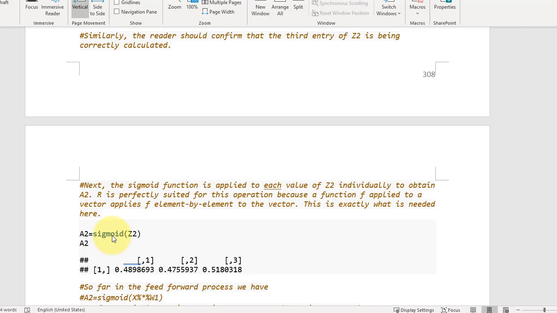Sigmoid of Z2 is A2. Now we can see that A2 is still a 1 by 3, and hopefully these are correct. Of course they are correct. We're just passing Z2 into sigmoid. So that is handled very nicely by R, very simply. We just do this, and we get the entire transformation of the entire matrix element by element.